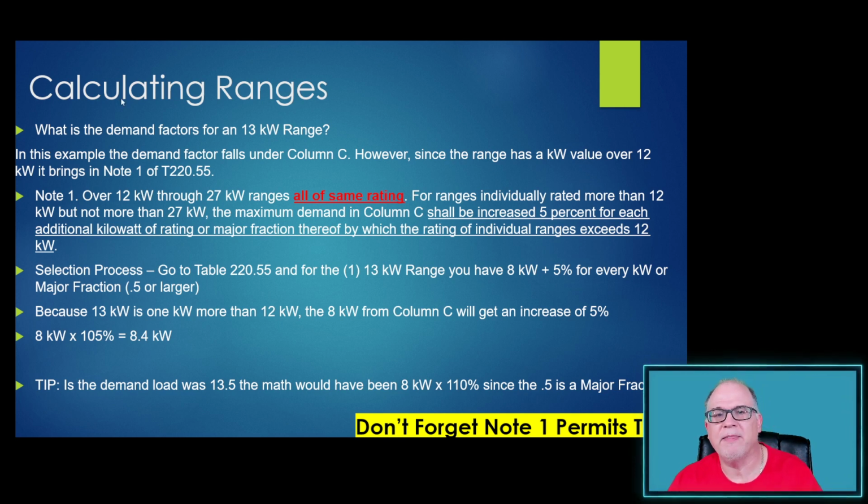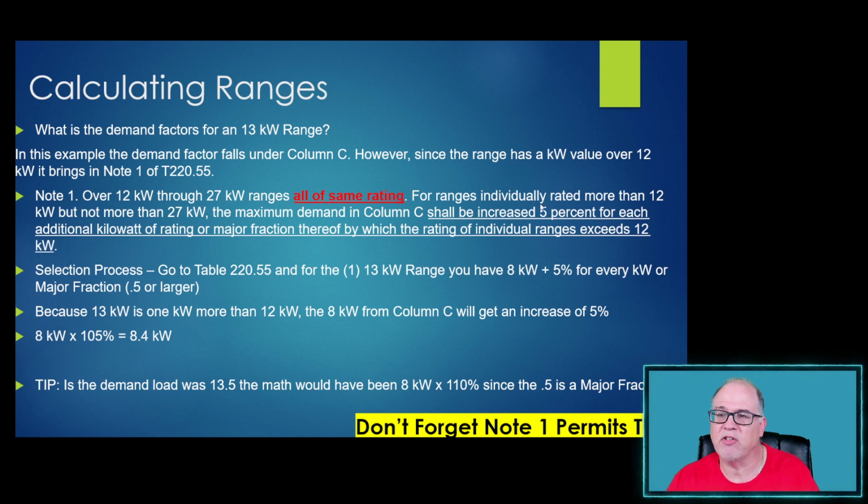Now, one thing that you'll notice right away, column C says that it's not over 12. But this range is over 12. So this means we've got to use some notes. In this case, note 1. Since the range in kW is over 12, we're going to use the note. And what does note 1 tell us to do? It says when it's over 12 through 27 kW ranges, all of the same rating. We only have one in this example.